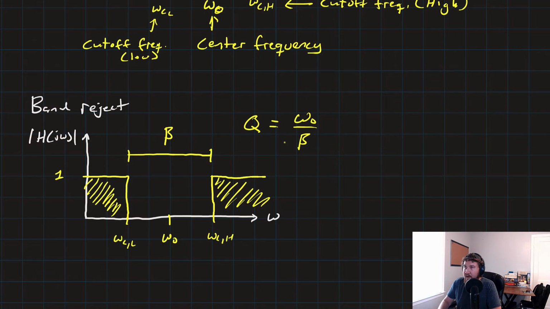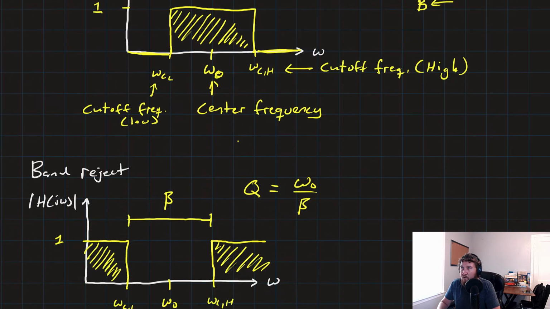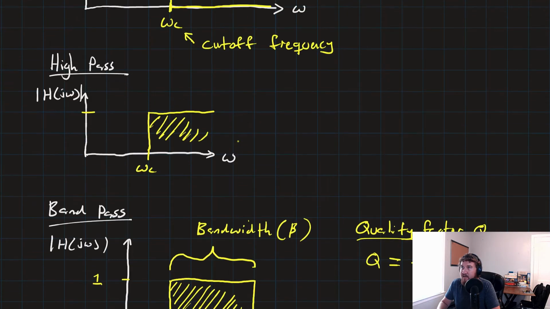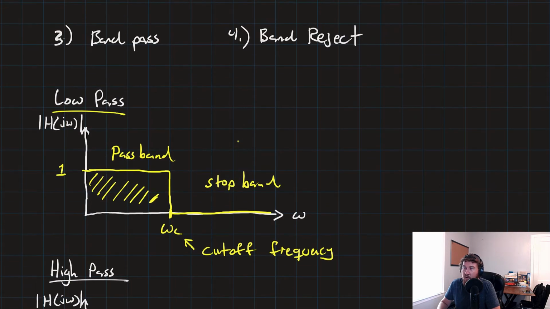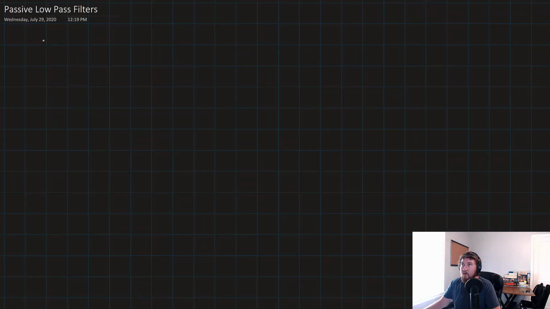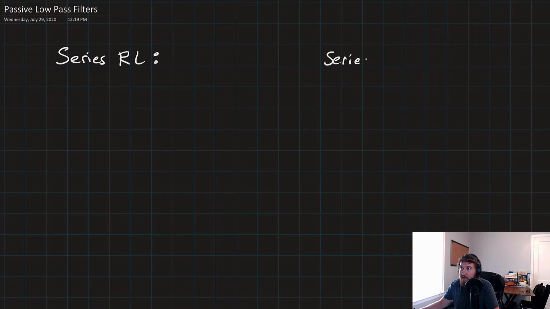So that's the sort of basic overview of all of our 4 fundamental filter types: band reject, band pass, high pass, and low pass. Now let's go ahead and take a look at how to design low pass filters using passive circuit elements. There are 2 circuits that we can use to design a low pass filter. The first is just called a series RL circuit, which we'll talk about in a second. The other one is the series RC circuit.